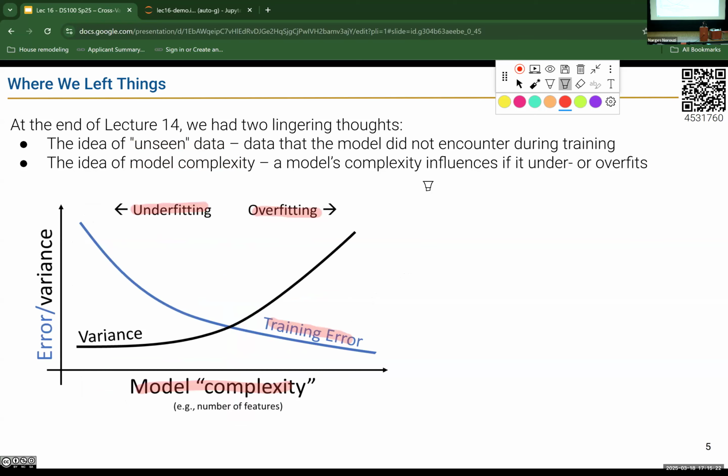The other thing that I want to point out here that's going to be helpful is the variance. So look at the variance plot. I now have a different line here, and I'm saying that the variance is going to start from a small variance, and then it will increase as I increase the model complexity.